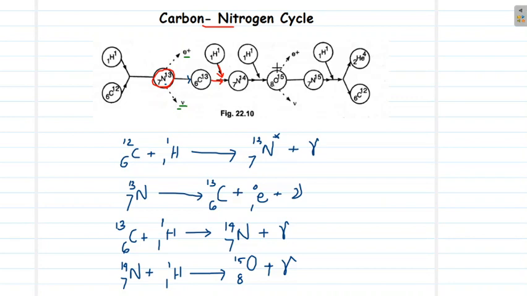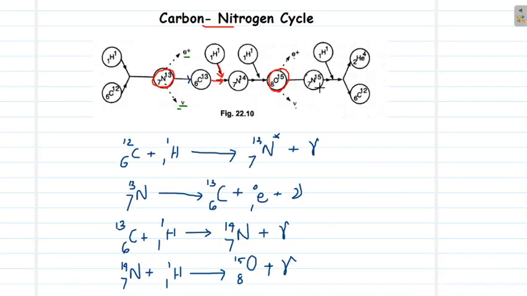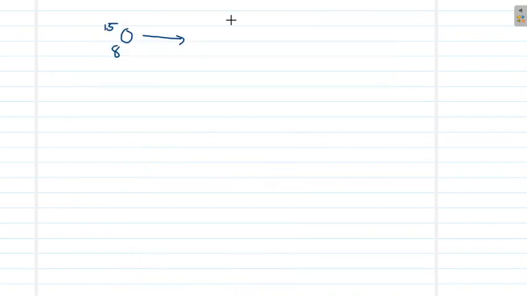Now what will happen to 8O15? It is again radioactive, just like 7N13. 8O15 is unstable and will again undergo a beta decay process, emitting a positron and a neutrino. Writing the equation for the radioactive decay of 8O15, it gets converted into 7N15, releasing a positron, which is 1e0, plus a neutrino.